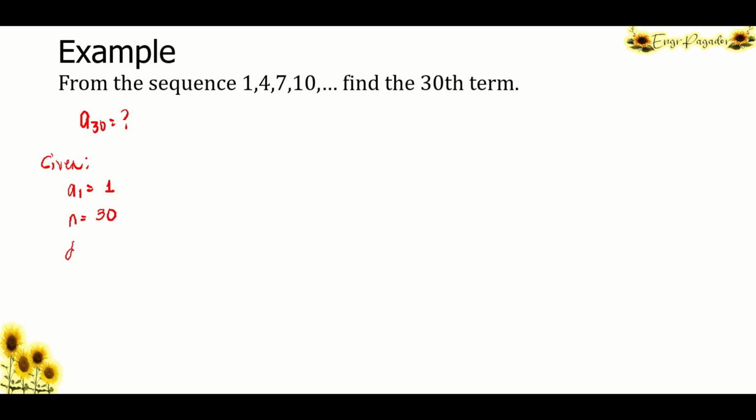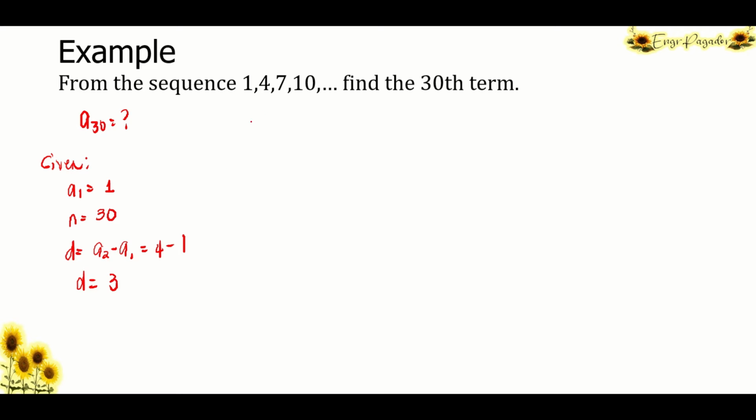And then, for the common difference, how do you solve for the common difference? Sabi natin kanina sa definition, that is the difference between any two consecutive terms. So, let's have a sub 1 and a sub 2. So, that will be a sub 2 minus a sub 1, and that is equal to 4 minus 1. So, your common difference d will be equal to 3.